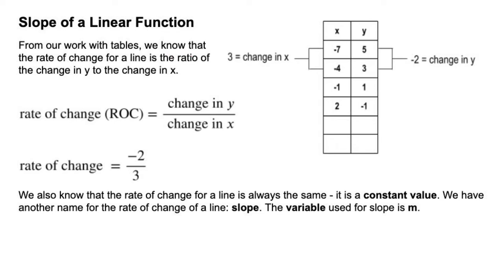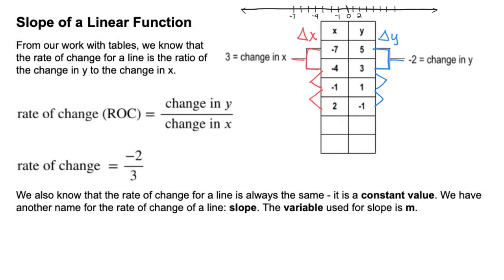From our work with tables, we know that the rate of change for a line is the ratio of the change in y to the change in x. Looking at this example right here, you can see it. -7 to -4 is a +3 change. If you look at a number line, -7 is to the left of -4, so you'd be going to the right. That's why it's positive. From -4 to -1, again, you're going 3 units to the right, so that's +3. And then from -1 to +2, you're also going to the right 3, so +3.